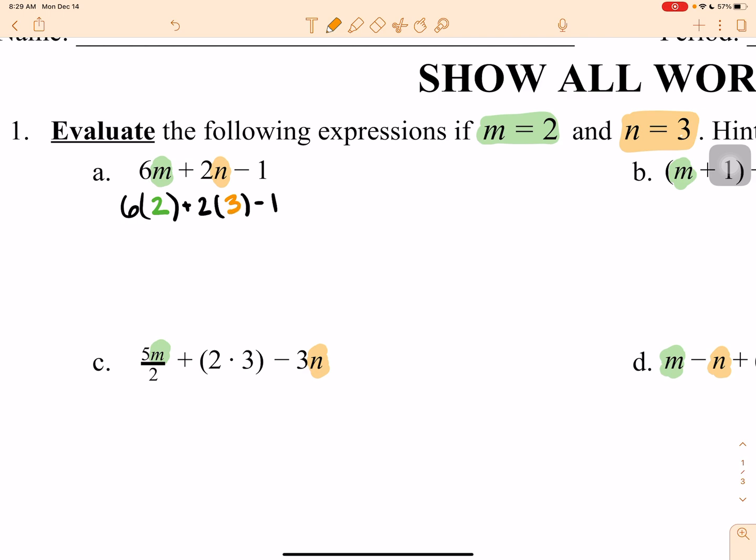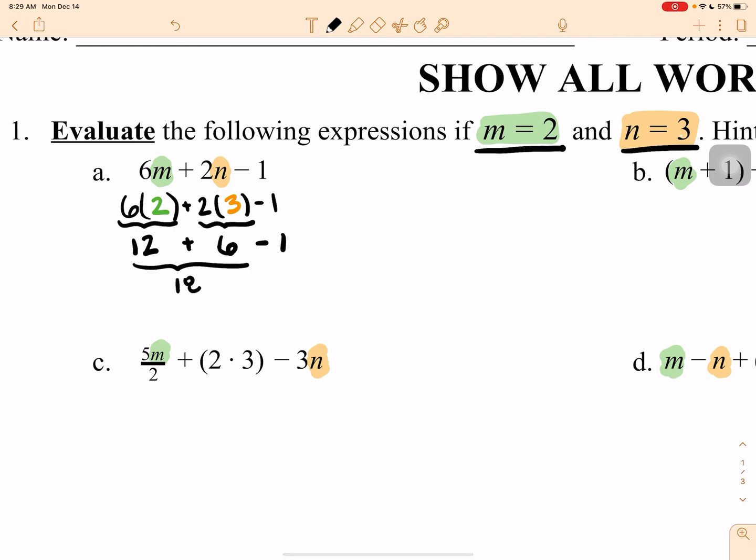So I plugged in a 2 for m and a 3 for n because it tells us m equals 2 and n equals 3, okay? Now if we simplify, 6 times 2 is 12, plus 2 times 3 is 6, minus 1. 12 plus 6 is 18, minus 1 is 17. So that one is 17.